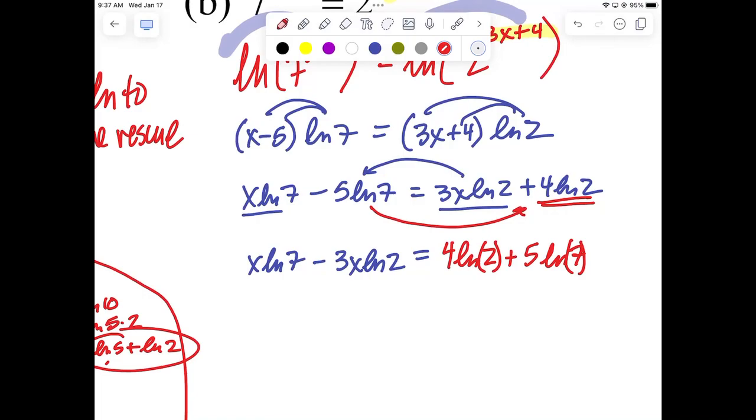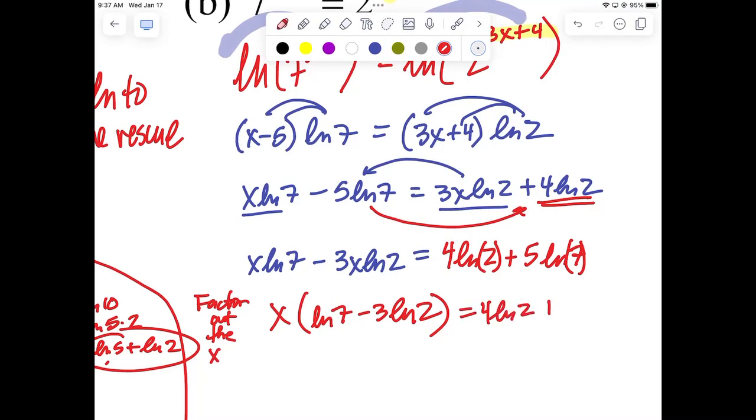All right, now, on the left-hand side, normally, if it were just 7x minus 3x, I would get 4x. But I can't do that because even though they both have an x in them, they're unlike terms. So what I'm going to do is factor out the x. And on the right-hand side, I'll just leave it as 4 ln of 2 plus 5 ln of 7. You don't have to put parentheses around it when you're writing it by hand, because we'll just assume that the first term in the argument without parentheses is the argument.